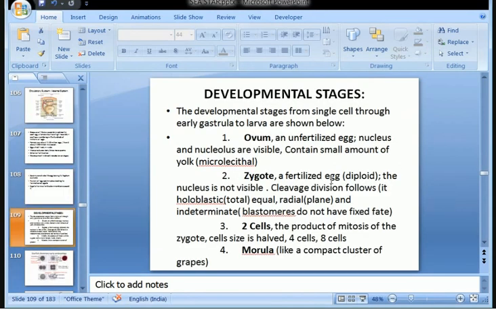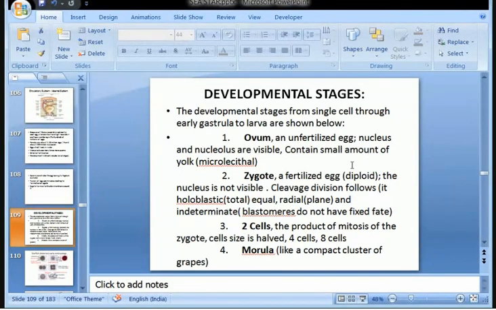Then further development occurs. We know all those stages of development. We'll go through them one by one. The developmental stages go from a single cell through early gastrula to the larva, and then maturation of the larva, then formation of the adult, then growth of the adult: first formation of the juvenile, and then growth of the juvenile to the mature adults.